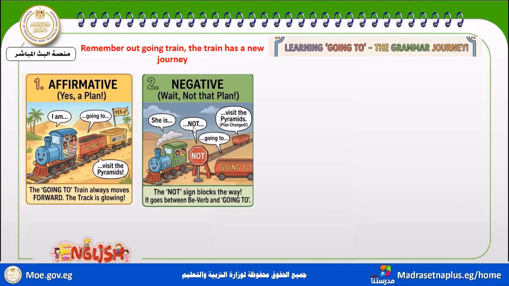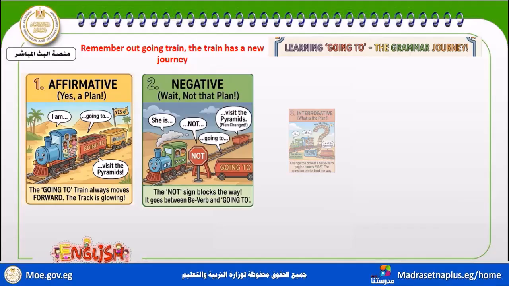Where is not? Where can we use not? We can use not after verb to be. So I am not going to visit. She is not going to see. They are not going to swim.